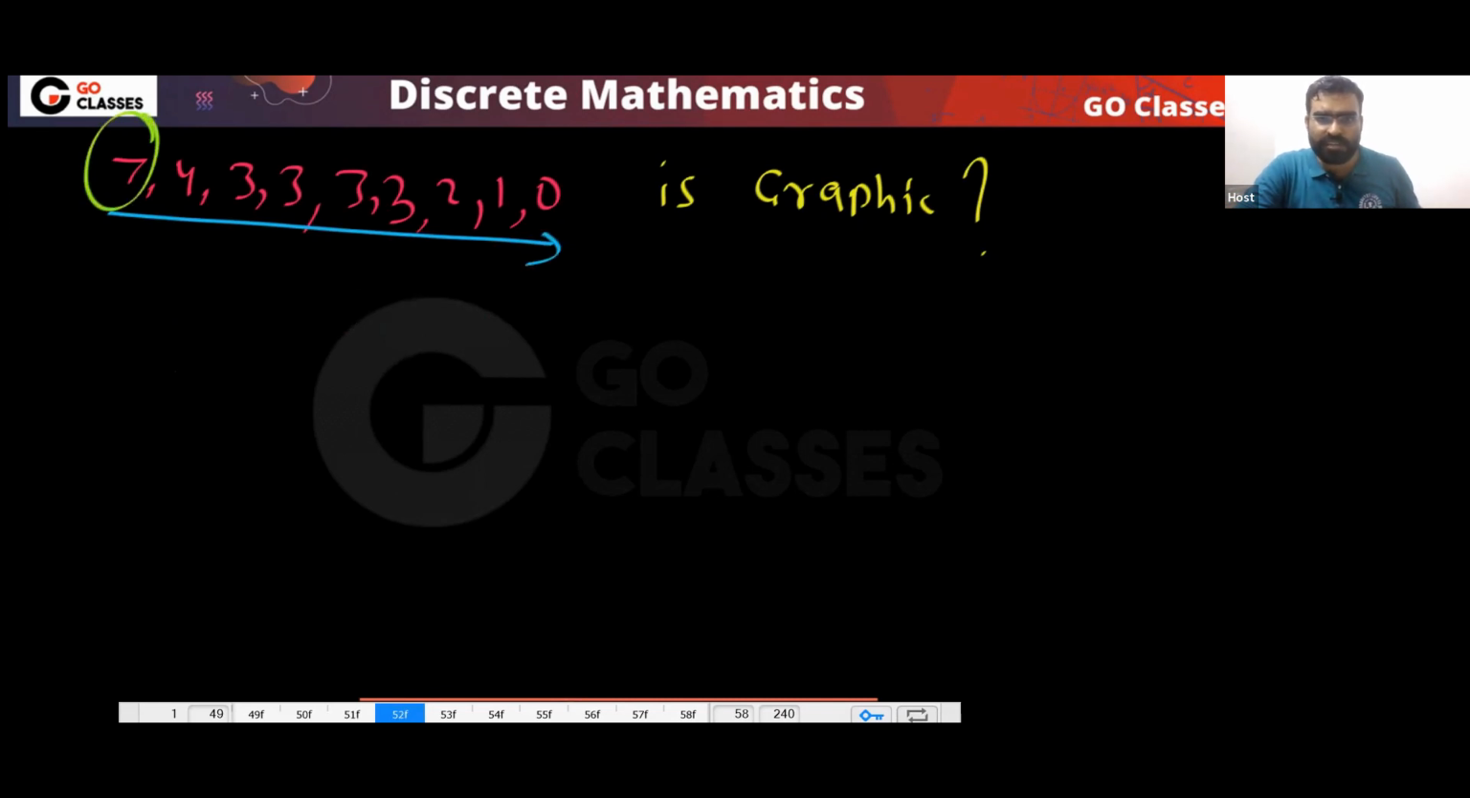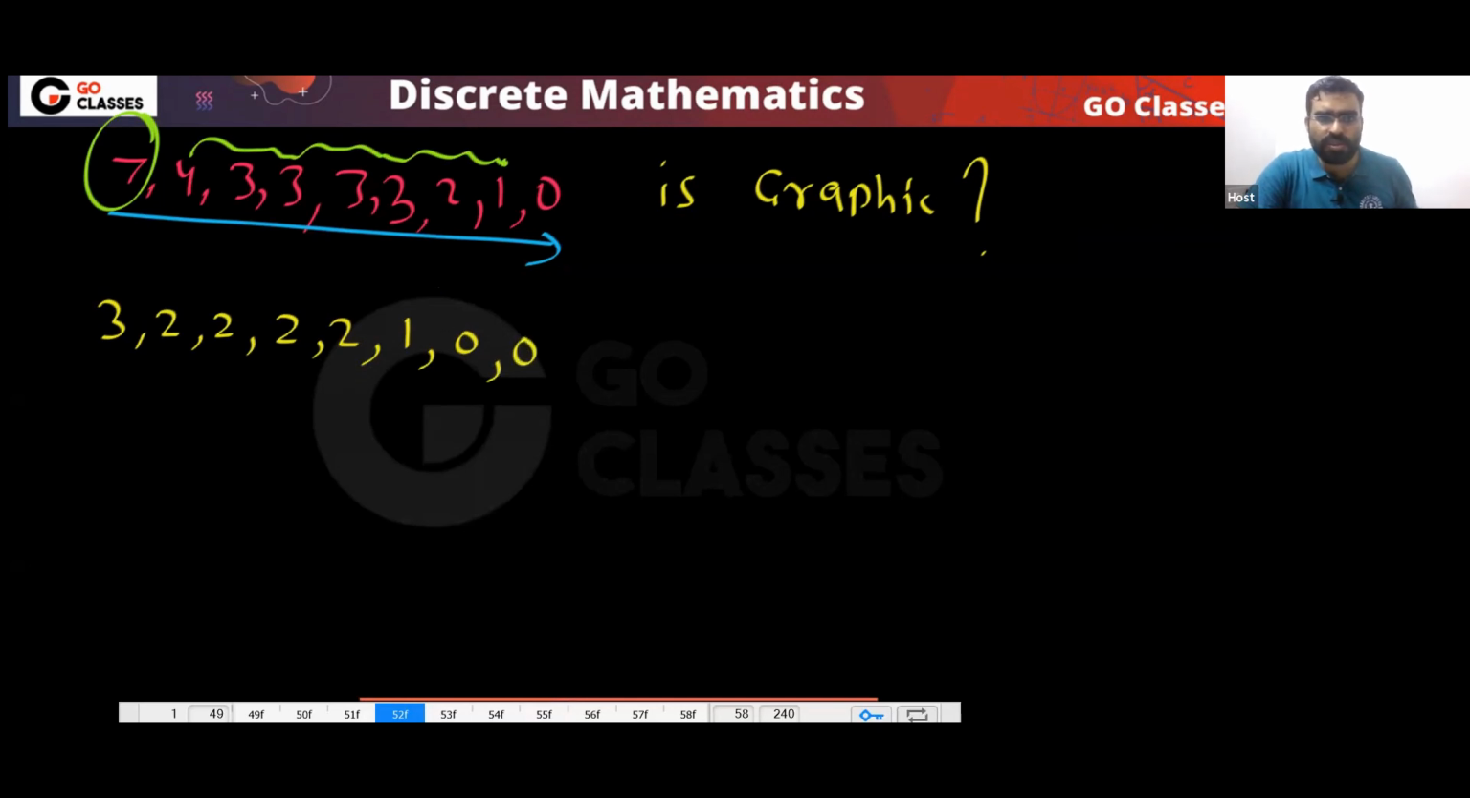If you delete this vertex, for how many vertices will the degree decrease by 1? Tell me. For the next 7 vertices, the degree will decrease by 1. So you get 3, 2, 2, 2, 2, 2, 1, 0, and 0. This is what you will get.